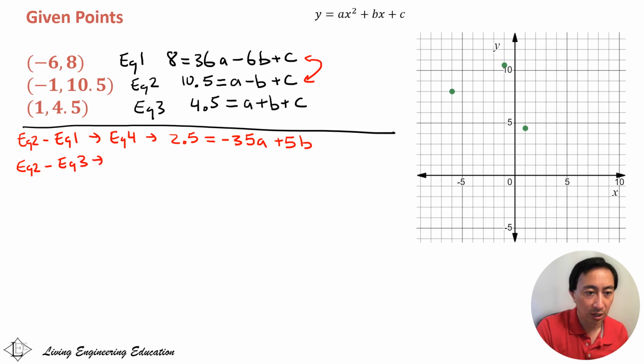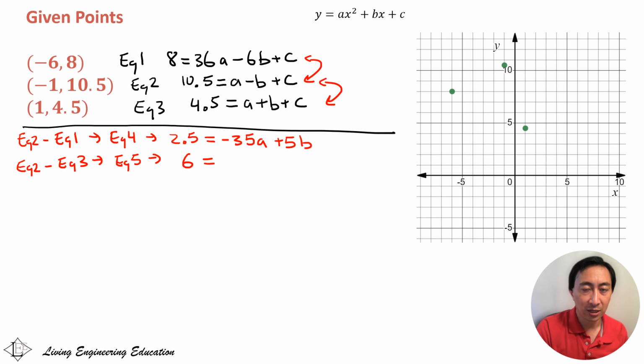Then I'll choose equation 2 minus equation 3. And again, it doesn't matter which pair you choose. This one nicely follows out a simple variable, or one of the parameters that we're trying to solve for. All right, so I got 10.5 minus 4.5. This gives me 6.